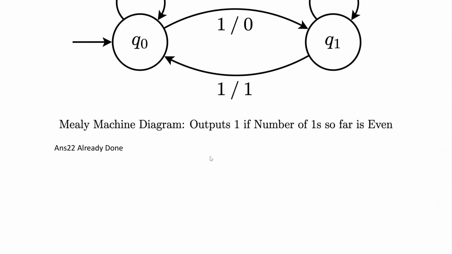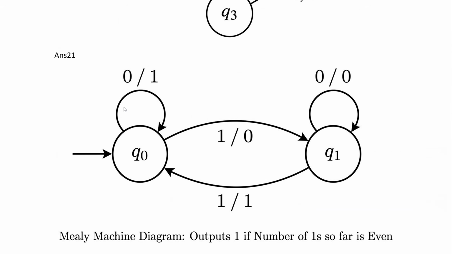I'll explain problem number 21 later, when we explain the steps of drawing the Mealy machine. But you have to remember the basic difference between Moore and Mealy machines. In a Moore machine, the output depends only on the present state, but in a Mealy machine, output depends on the present state as well as the input.